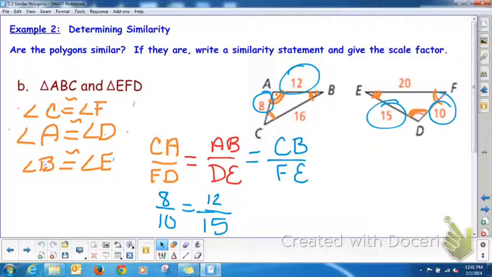Now notice the picture's misleading. These triangles, they're turned. They're not facing the same direction. And then CB, which is 16 over 20. It's important to be organized here. A couple ways you can do this.